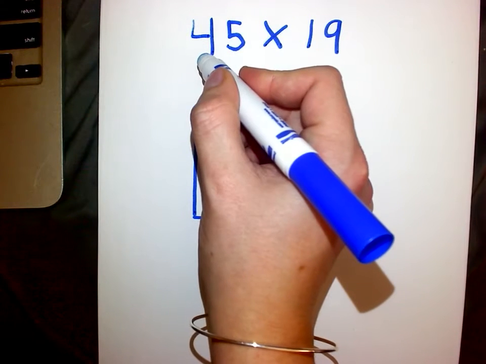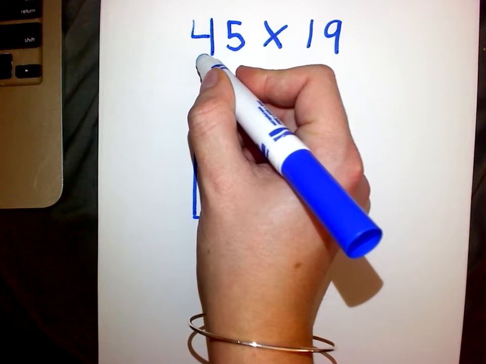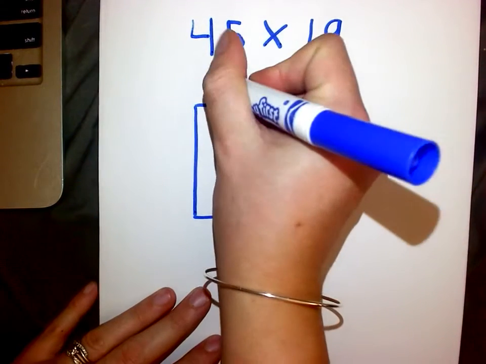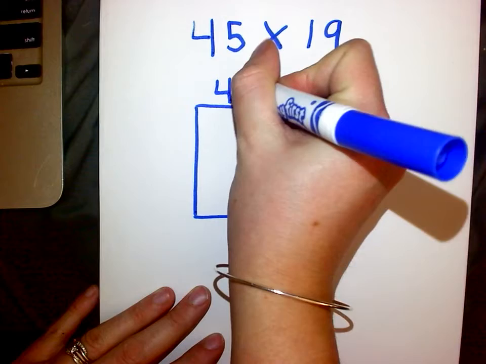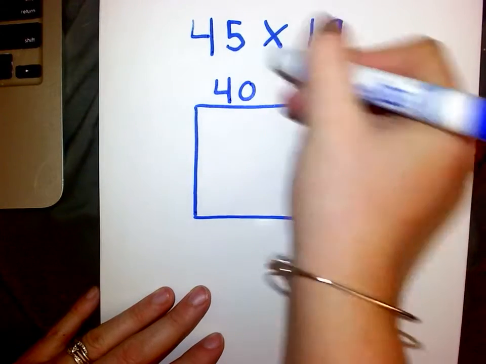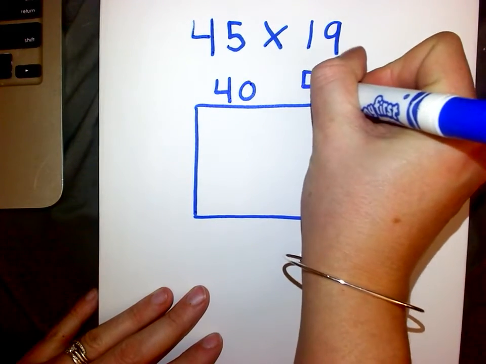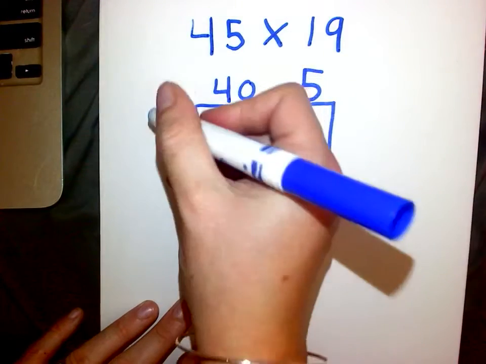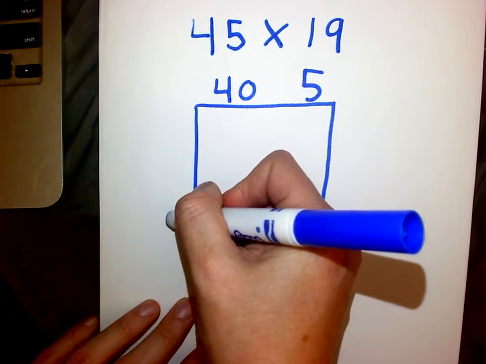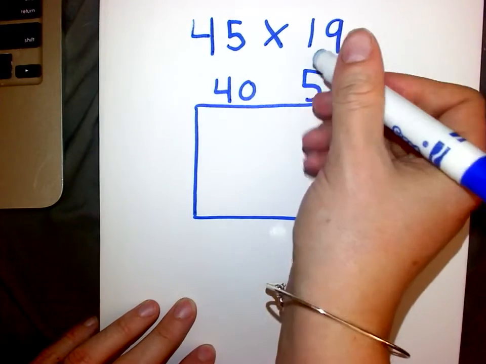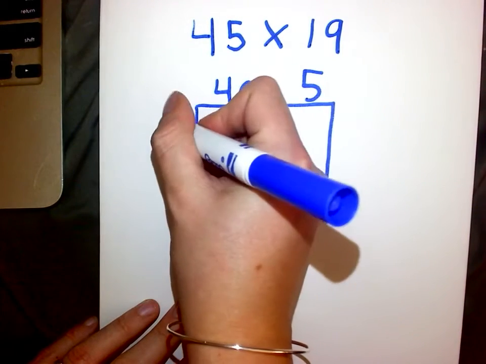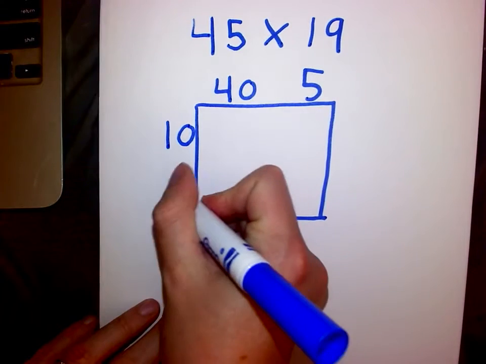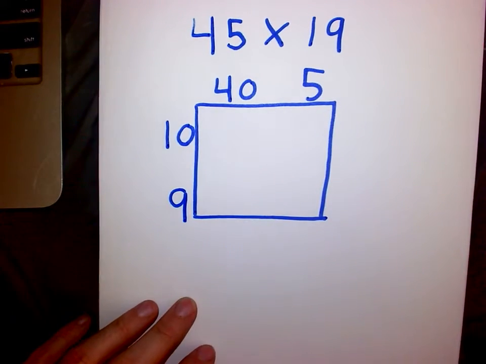So that means we're going to write them by what they're worth in each place value. This 4 isn't actually worth 4, it's worth 40. So I'm going to write the number 40. This one's worth 5. I'm going to write 5 with a space in between them. For 19, I'm going to do the same thing, but on the other side of the box. That 1 is actually worth 10. It's in the tens place. And that 9 is worth 9 ones. I'm going to write 9 ones.